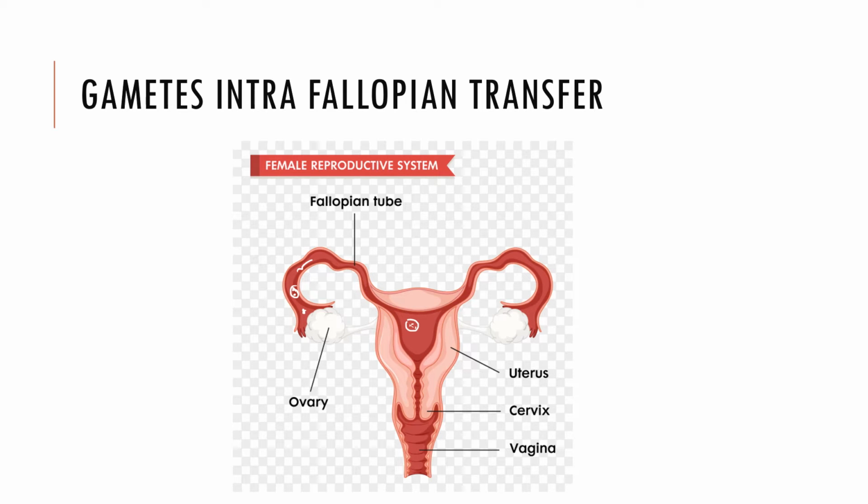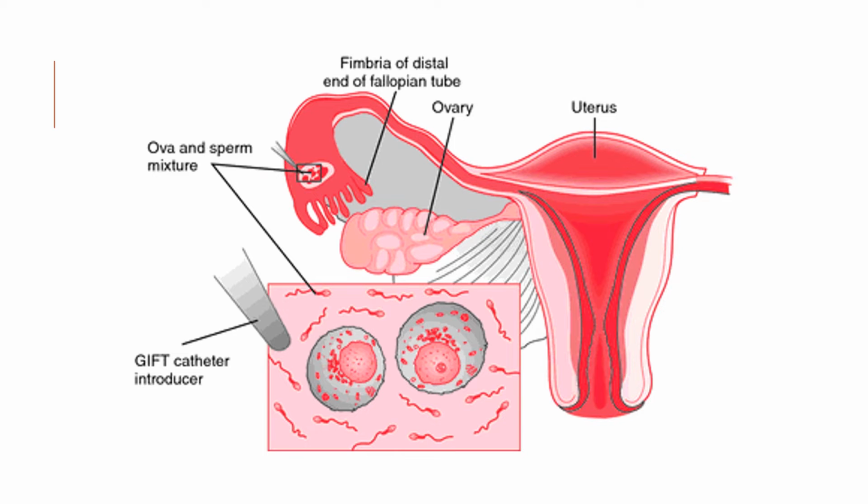So, with the use of hormones, superovulation is stimulated in the ovary, and 3 to 4 ovums are collected from the ovary, just like in IVF. The egg and the sperm are then released directly, with the help of a small catheter, into the fallopian tube. It is not that the egg and the sperm are fused and then released. It is before the fusion, before fertilization takes place. The eggs and sperm are released over here.